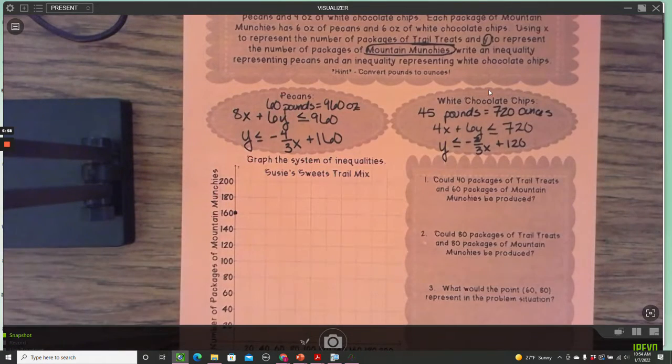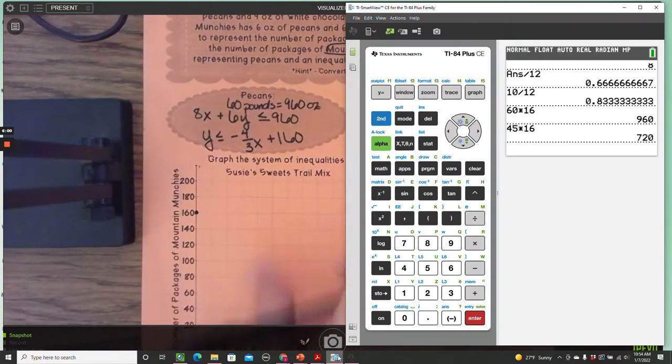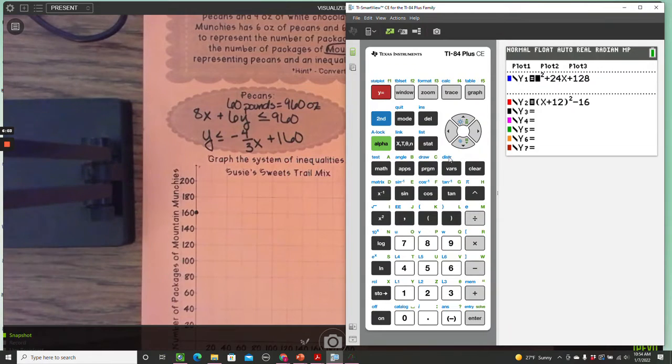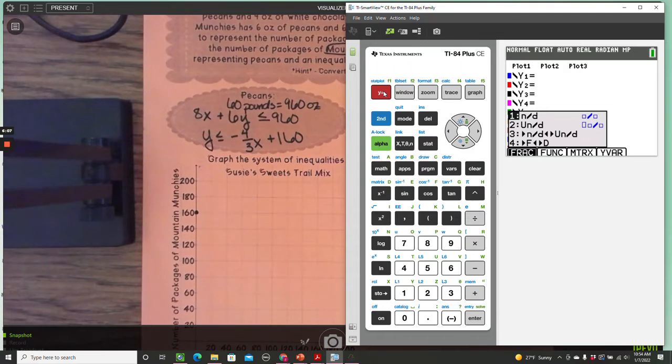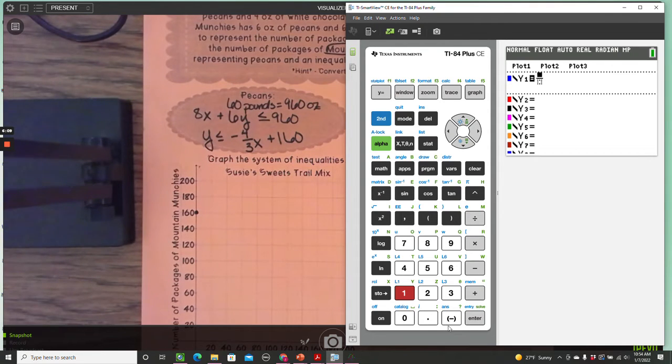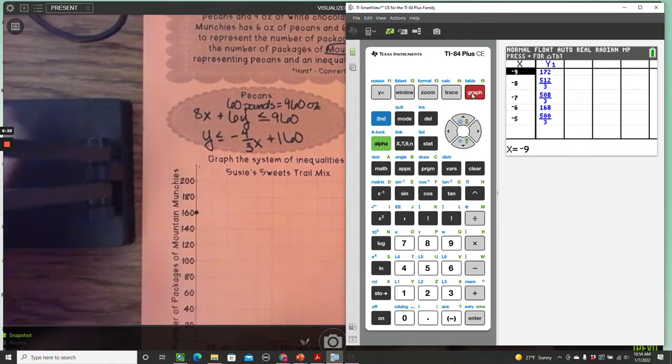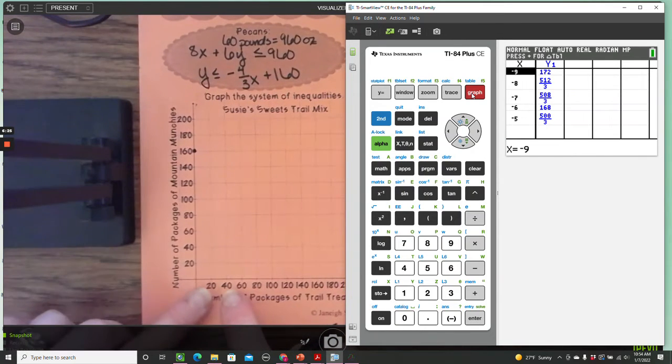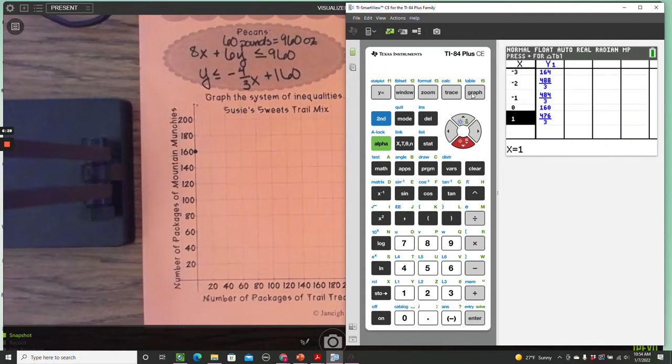Since I'm working with such big numbers, I'm going to create a table, and that'll help me pick out points easier. So negative 4 over 3 x plus 160. Oh, we didn't catch the negative. Let's try that again. Negative 4 over 3 x plus 160. And then I'm just going to do a second table. I can look at these numbers and see if I've got any nice, pretty numbers. So I'm going to go to 20.